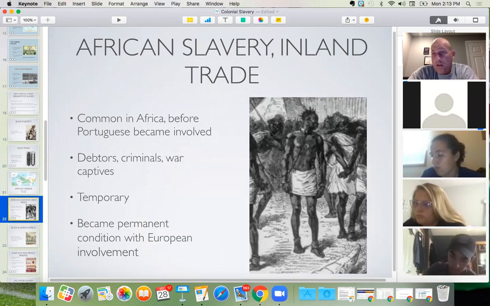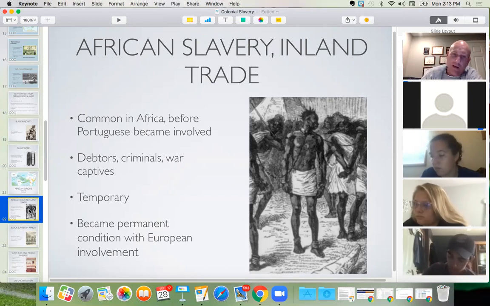Sometimes defenders of this will say, well, the Africans enslaved people for centuries. And well, that's true. It had been common in Africa. It was common before the Portuguese became involved, but it wasn't as cruel. It wasn't as cruel, and it wasn't about profit.